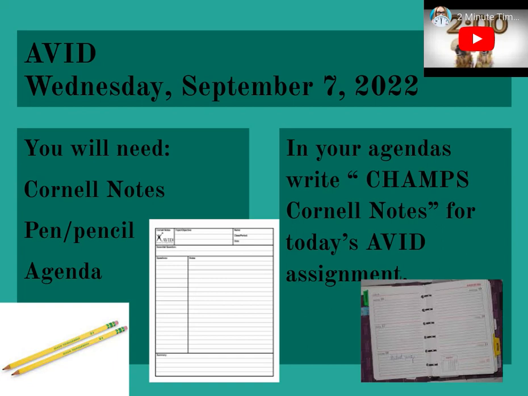Before beginning this lesson, you will need Cornell notes, a pen or pencil, and your agendas. In your agendas, go ahead and write for today's lesson, CHAMPS Cornell notes. Do this quickly and quietly. Today's lesson is different. It's not just for students, it is also for the staff. And I encourage everyone to take notes on the information being presented. Go ahead and set the timer for 2 minutes to prepare yourself for the lesson.